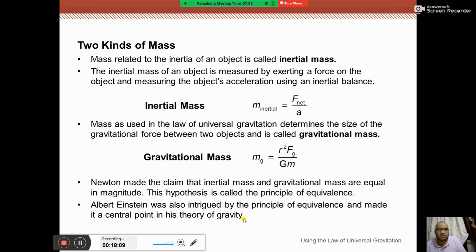In this slide, you only need to know these two types of masses. One of them is called inertial mass and the other one is called gravitational mass. Newton said that they are equal to each other, they are equivalent. So this hypothesis is called the principle of equivalence.